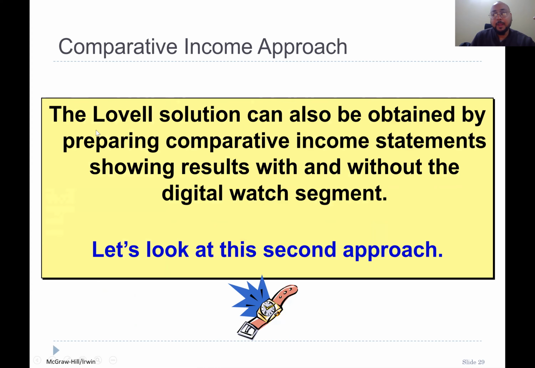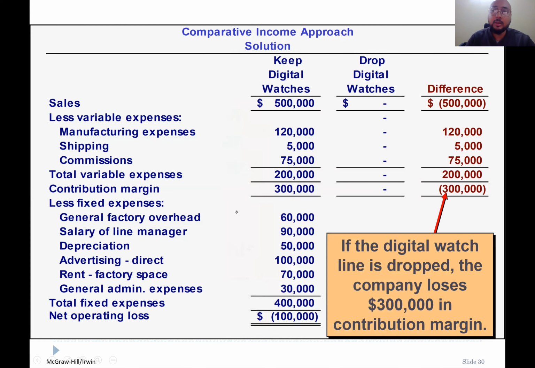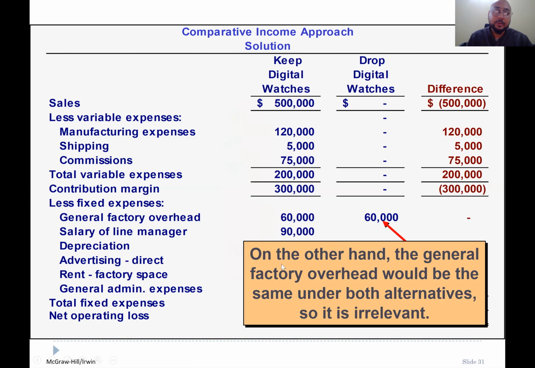So the Lowell situation can also be obtained by preparing a comparative statement. If you keep the digital watch or drop it, if you drop it, you will lose the contribution margin, or you will lose sales; with no sales, you still have a differential. So this is differential analysis. So you will lose $300,000.